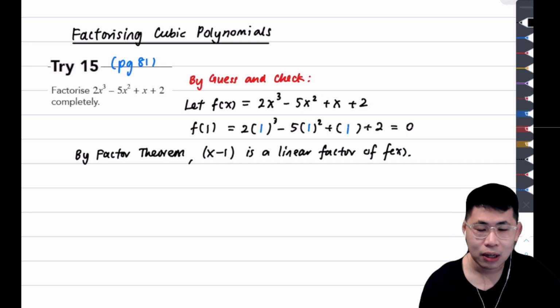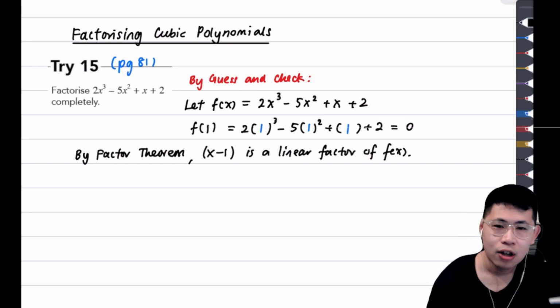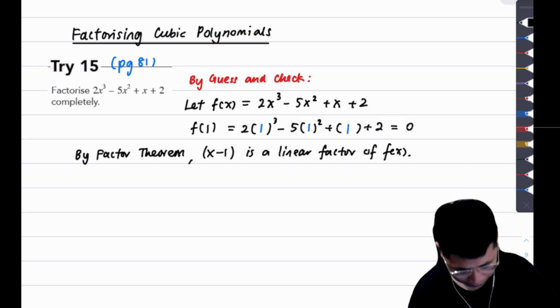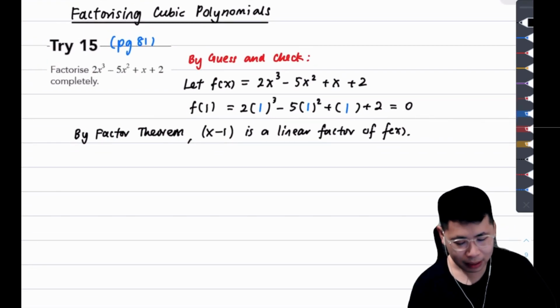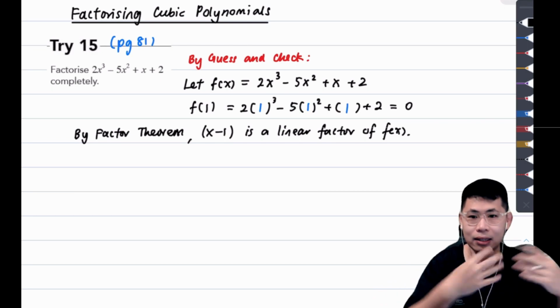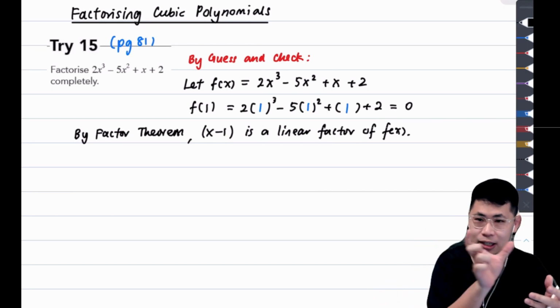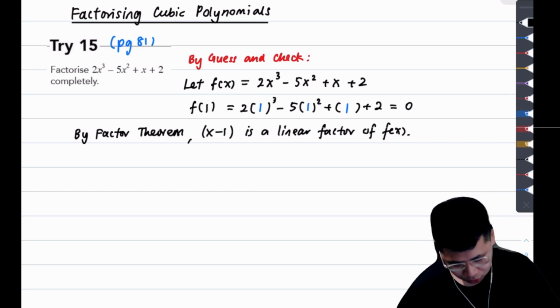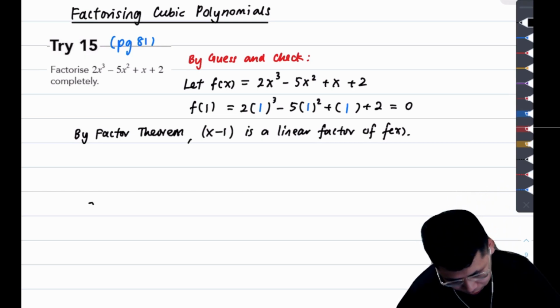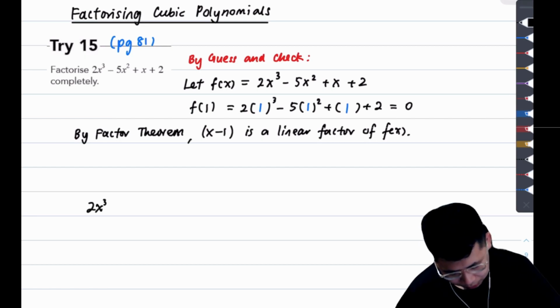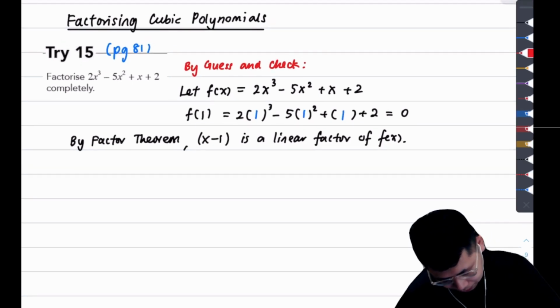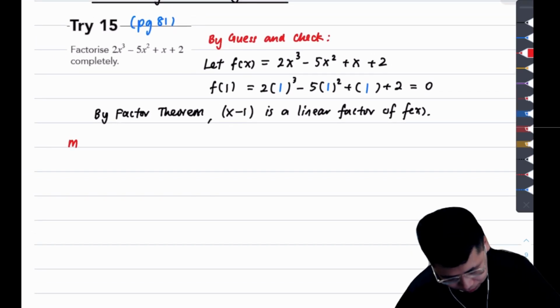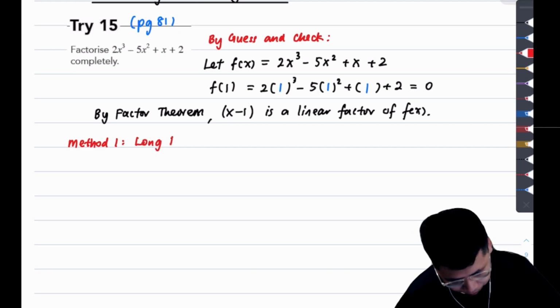Now from here, we're going to go with two different methods. So let me show you the default method, but it's chunky. The default method is how do we get the other factor. We will need to divide the x minus 1 out in order to get our other factor. So we are going to do our long division over here. Let me just write down method 1: long division.